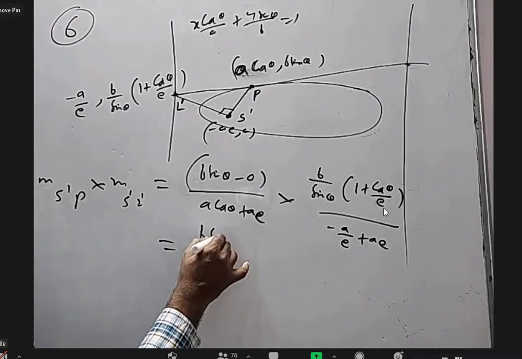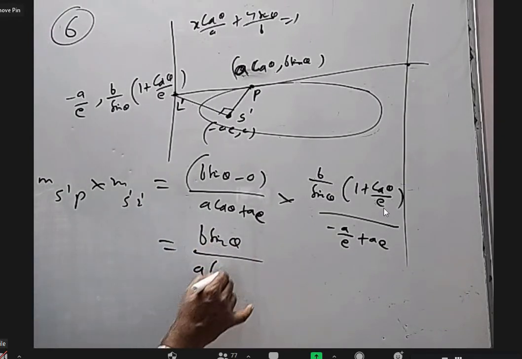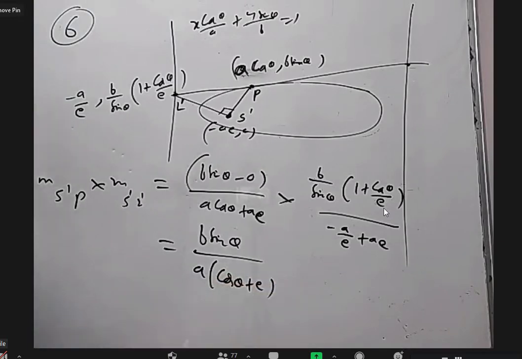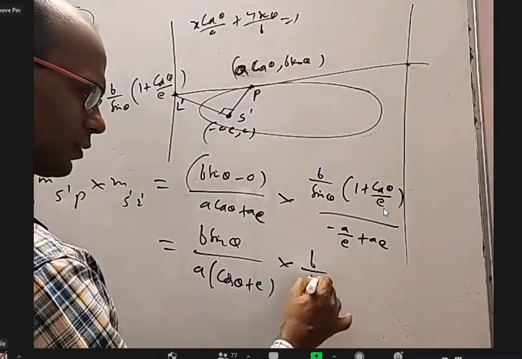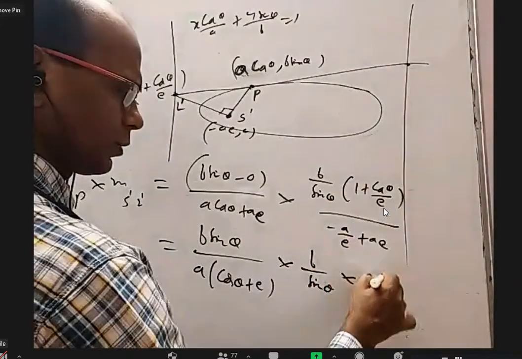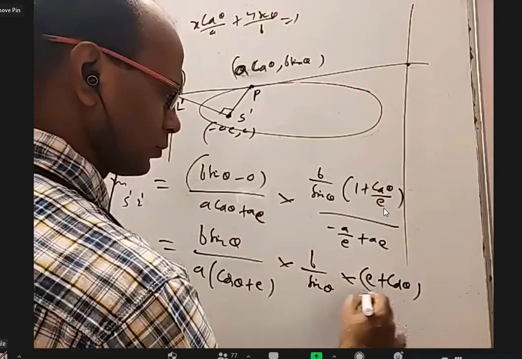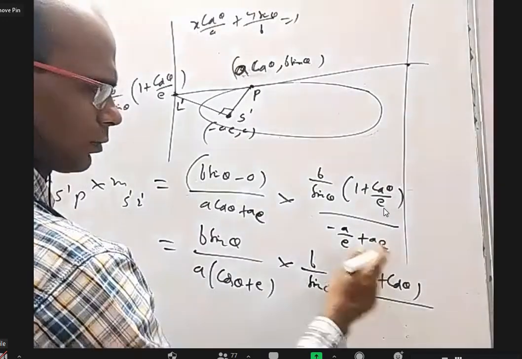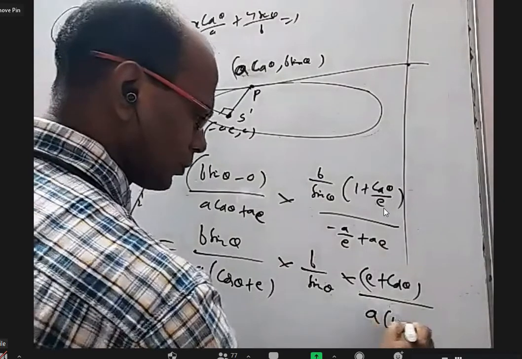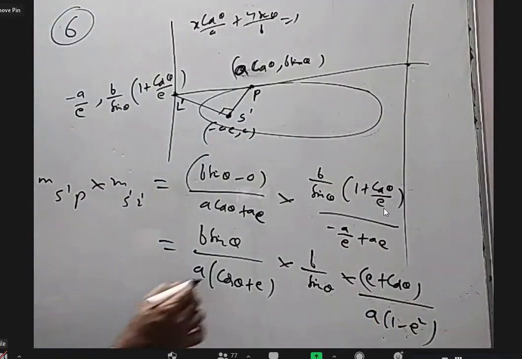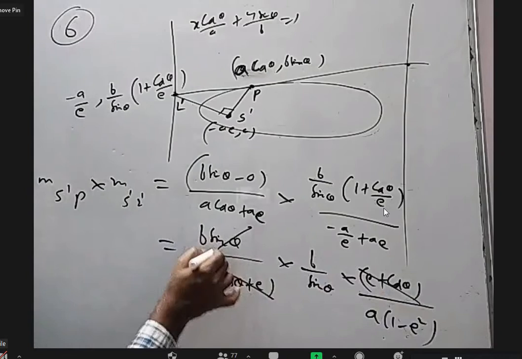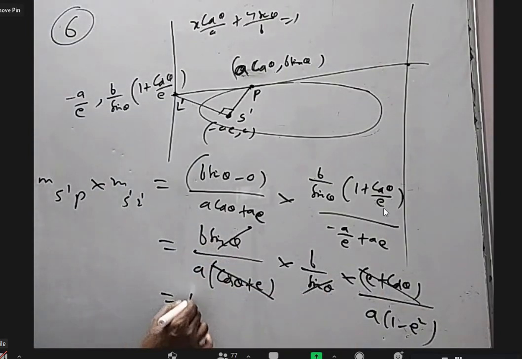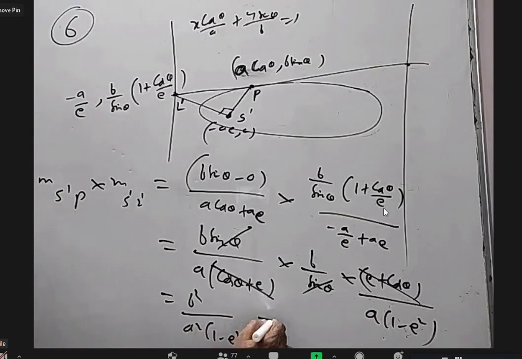This is b sin theta by a common (cos theta plus e). This is b by sin theta. This is (e plus cos theta) by e, and this will become a into (1 minus e square). You can see cos theta plus e will cancel, sin theta will cancel. I am getting b square by a square into (1 minus e square). That is exactly 1, but there should be a minus.